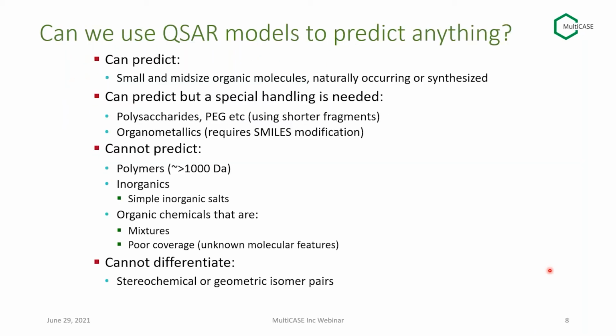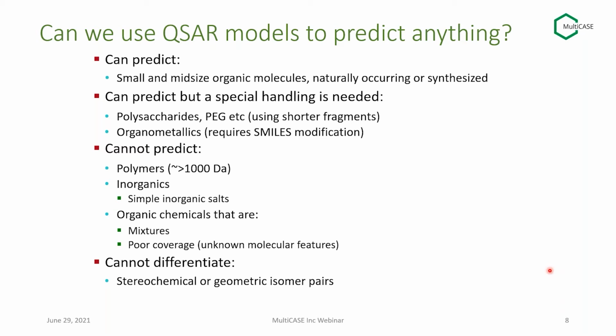So if we have a very good, very well predicting QSAR model, can we use QSAR models to predict anything? Well, let's try to figure it out. What it can normally do, it can predict small and mid-sized organic molecules. It doesn't matter if these chemicals are naturally occurring or synthesized, we don't care. As long as you have a structure for this chemical and it's not huge, you can load it into a QSAR model and use it as a query compound to get a prediction for the endpoint.